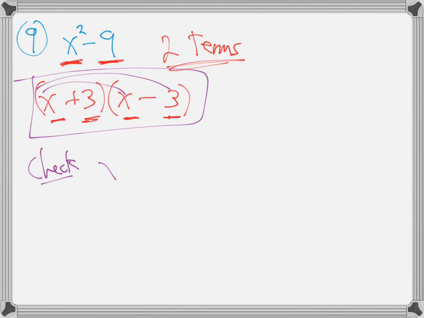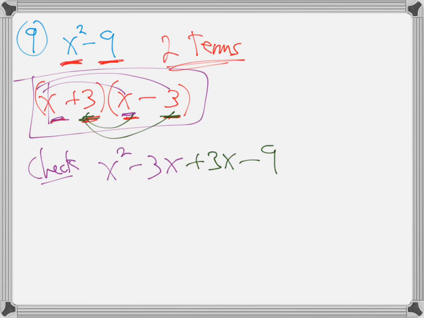Let's see it. Because it would be x squared, right? X times x. Minus 3x. That guy's done. He went to both. And then this guy will go to both. Plus 3x. And then plus 3 times minus 3, minus 9.